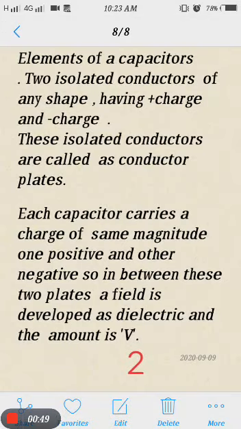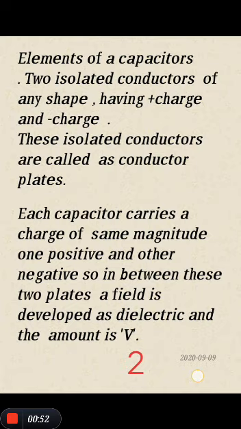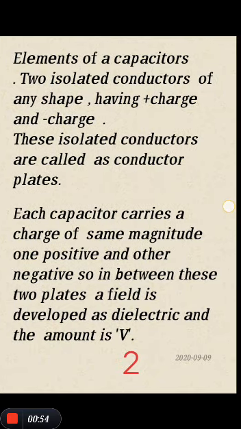Elements of a capacitor. Two isolated conductors of any shape having positive charge and negative charge. These isolated conductors are called the conducting plates or conductor plates. Each carries a charge of the same magnitude, one positive and the other negative. So in between these two plates, a field is developed in the dielectric, and the potential difference is V.